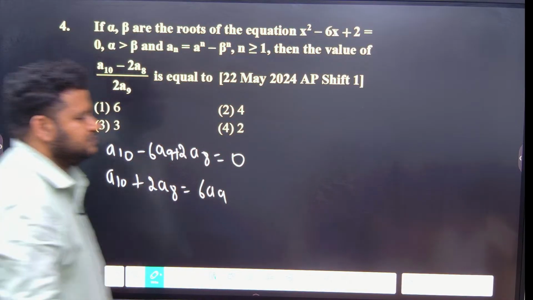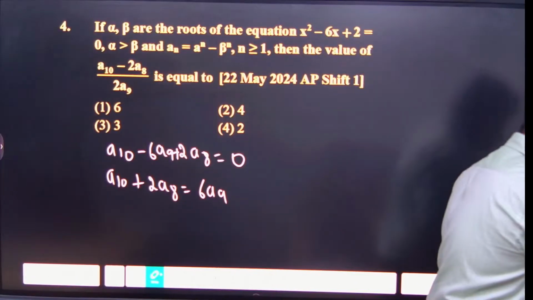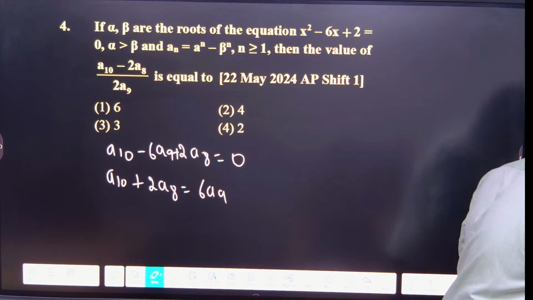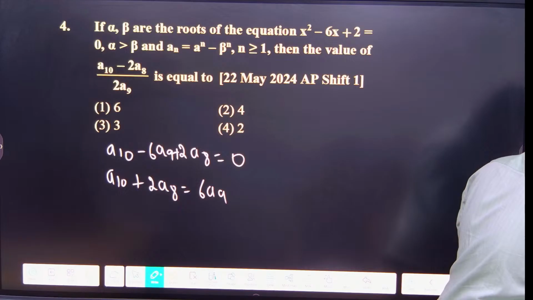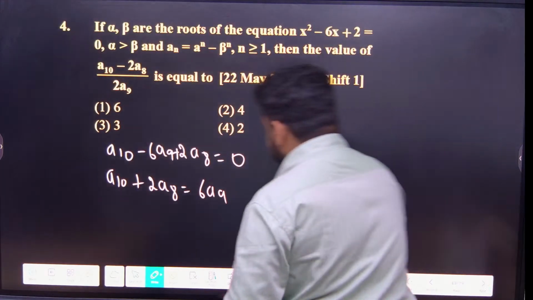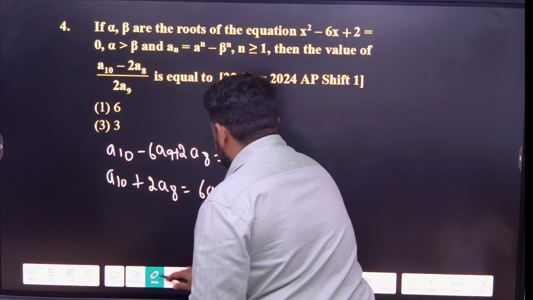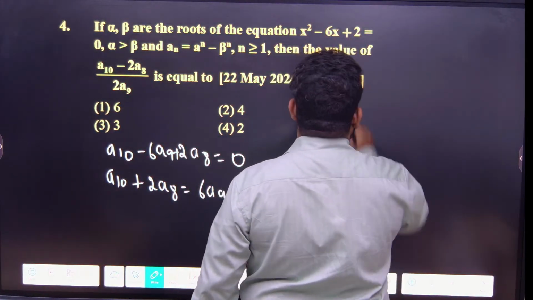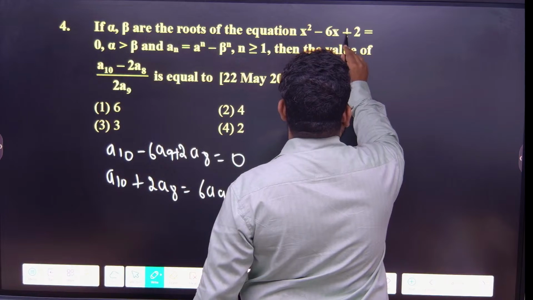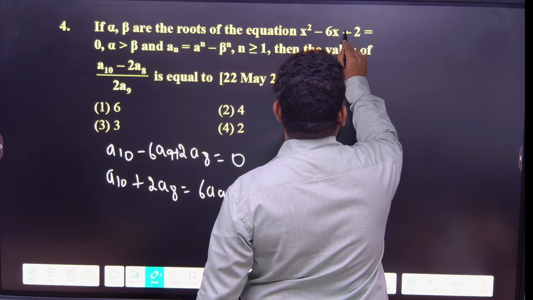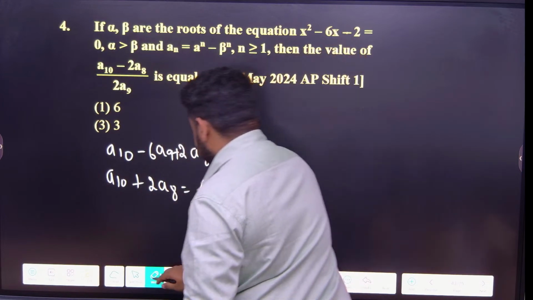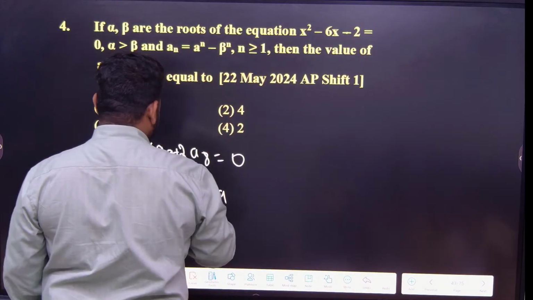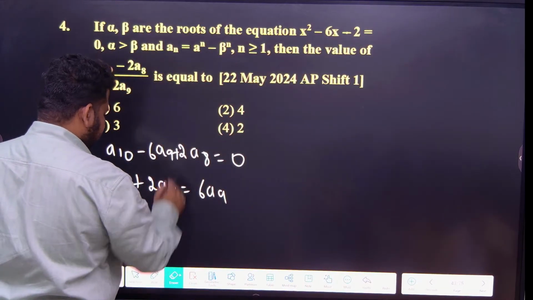Let me check the question once. There's a mistake in the question. It should be minus. It should be minus. Correct? Now it will become minus.